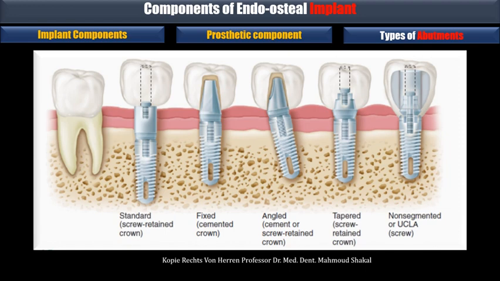So this graph shows different forms of abutments. This is the standard screw retained. This is the cement retained. This is the angled abutment. This is the tapered screw, and this is the non-segmented UCLA abutment.